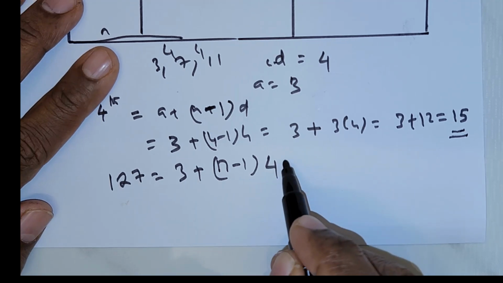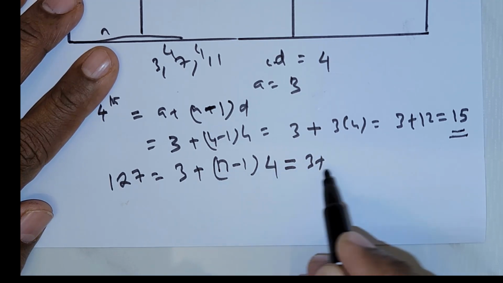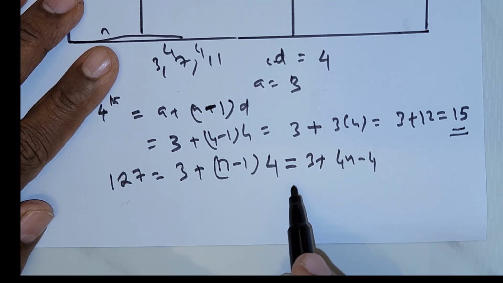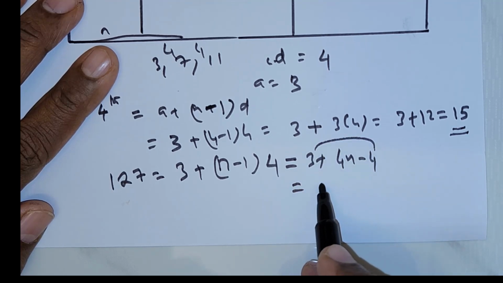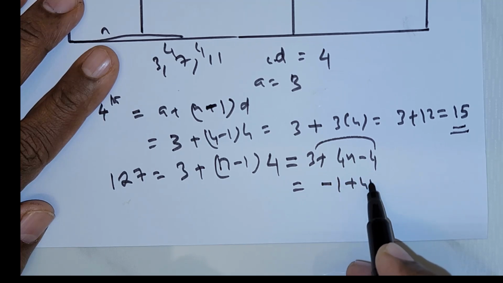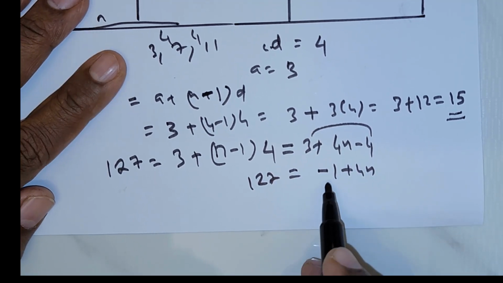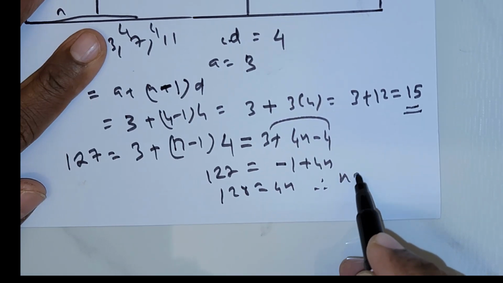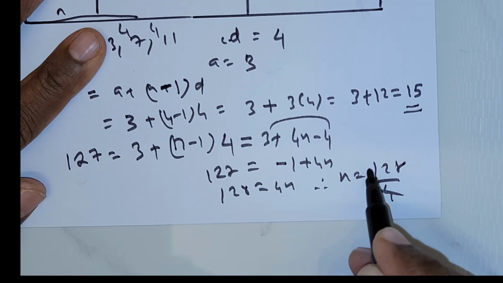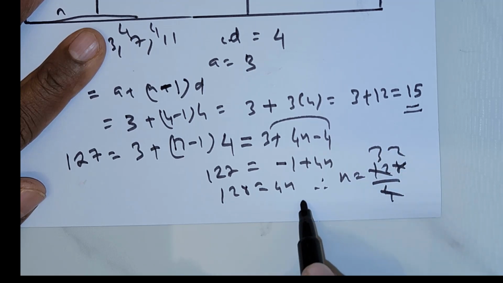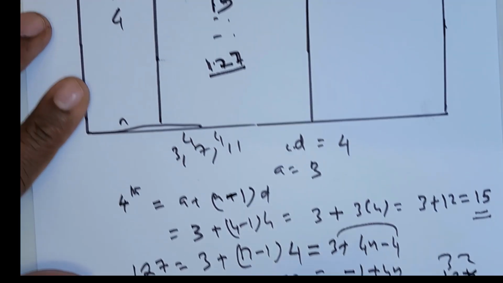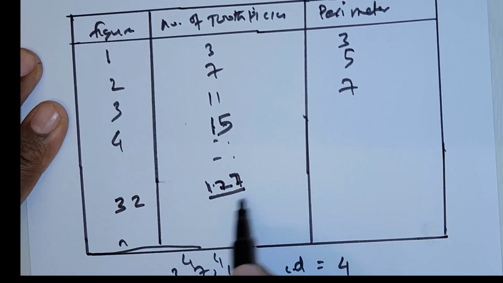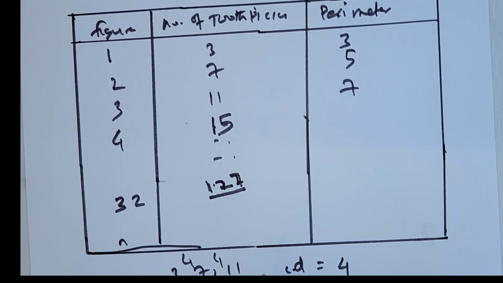So this is nothing but 3 plus 4 times n minus 4, which is going to be minus 1 plus 4n is equal to 127, which means 128 is equal to 4n. Therefore n is equal to 128 divided by 4. 4 divides here 3 times, 4 divides here 2 times. So n is equal to 32. So my 32nd figure will have 127 toothpicks.